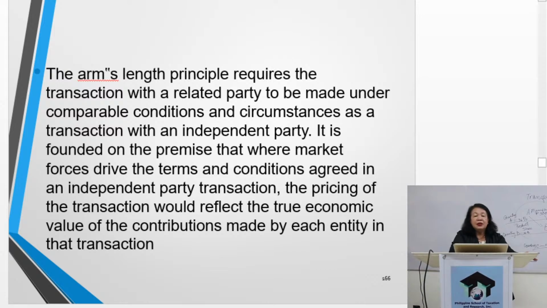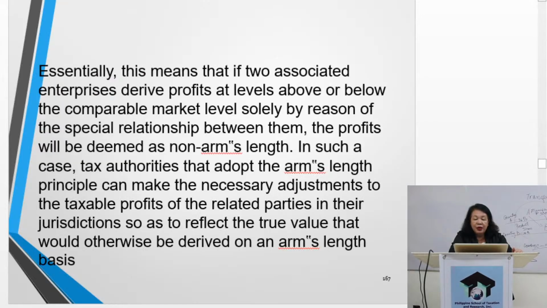So, essentially, sabi po dito sa transfer pricing guidelines, essentially, this means that if two associated enterprises, dalawa associated enterprises or related parties, derive profits at levels above or below, masyadong mataas o masyadong mababa yung profit, the comparable market level solely by reason of the special relationship between them. Bakit sobrang taas o sobrang baba? Ang reason is the special relationship between them. So, the profits will be deemed as non-arm's length.